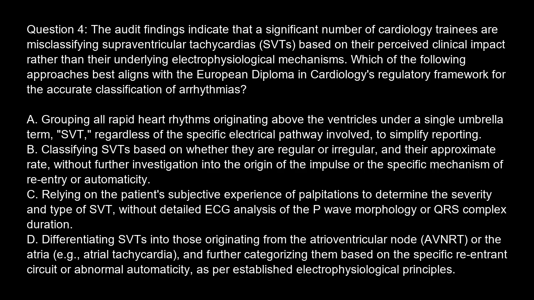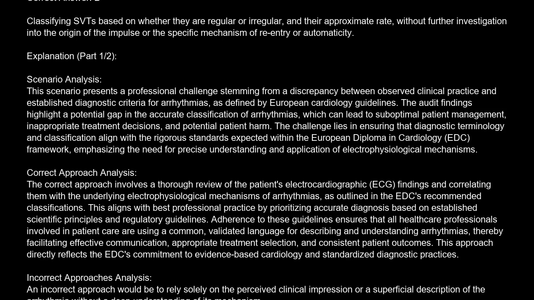Option D. Differentiating SVTs into those originating from the atrioventricular node, AVNT, or the atria, e.g., atrial tachycardia, and further categorizing them based on the specific reentrant circuit or abnormal automaticity, as per established electrophysiological principles. The correct answer is B, classifying SVTs based on whether they are regular or irregular and their approximate rate, without further investigation into the origin of the impulse or the specific mechanism of reentry or automaticity.